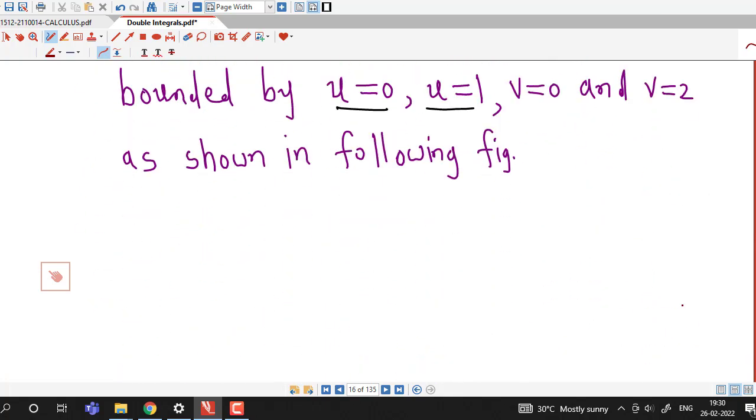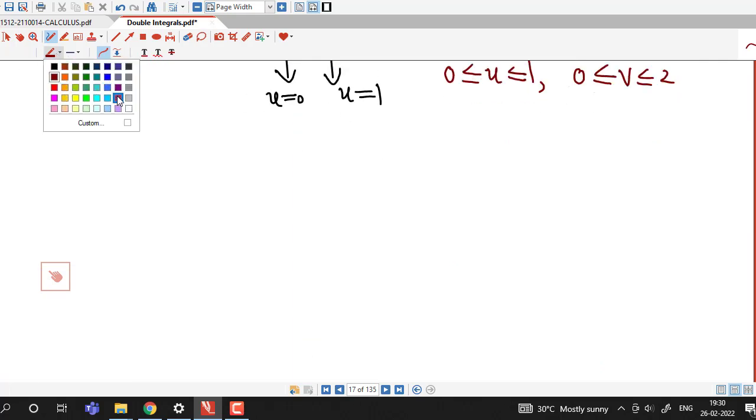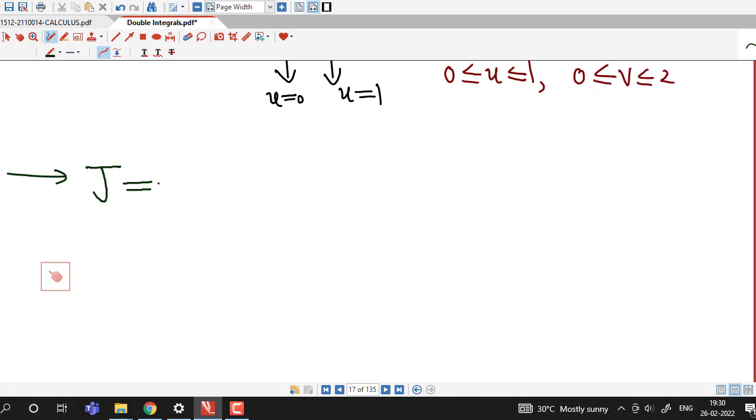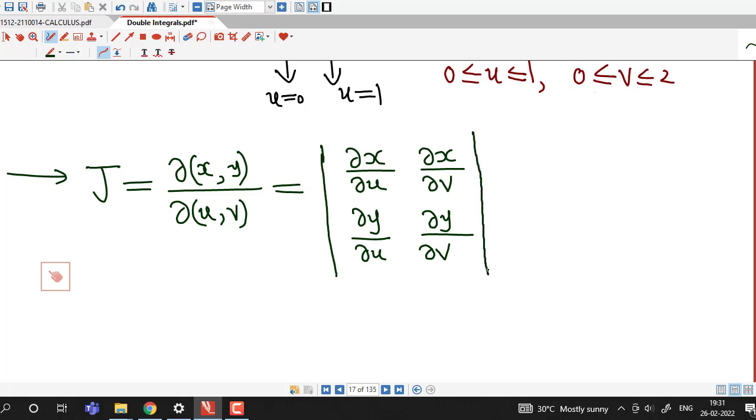So another thing we have to do is we have to find out the Jacobian, because we are applying the change of variables. So now we find out what is the Jacobian. J of variables x, y with respect to u and v. By the definition, this is equal to determinant with first row as partial derivatives of x with respect to u and v. Second row is partial derivatives of y with respect to u and v. So this is the determinant.